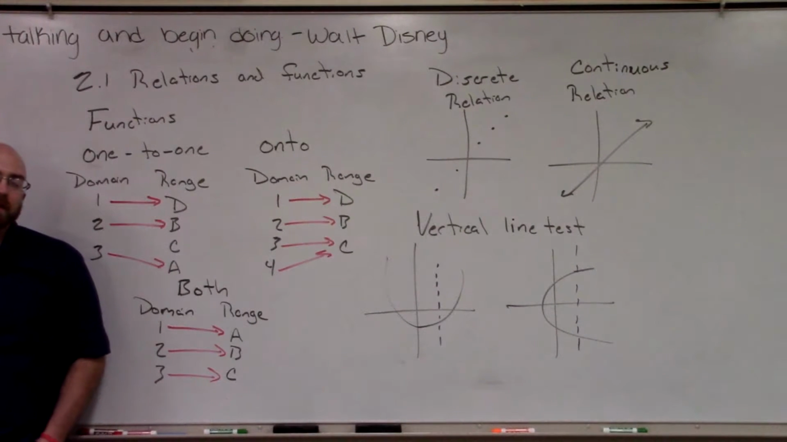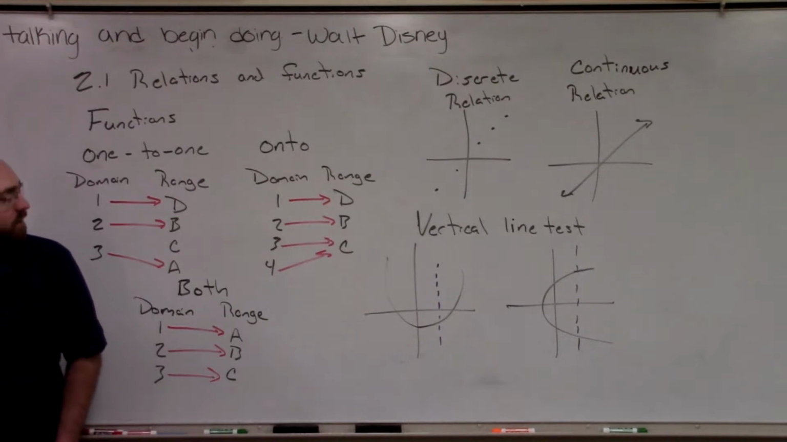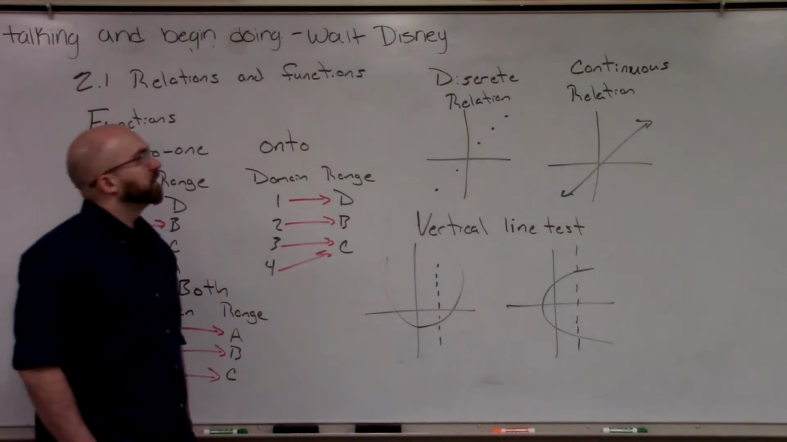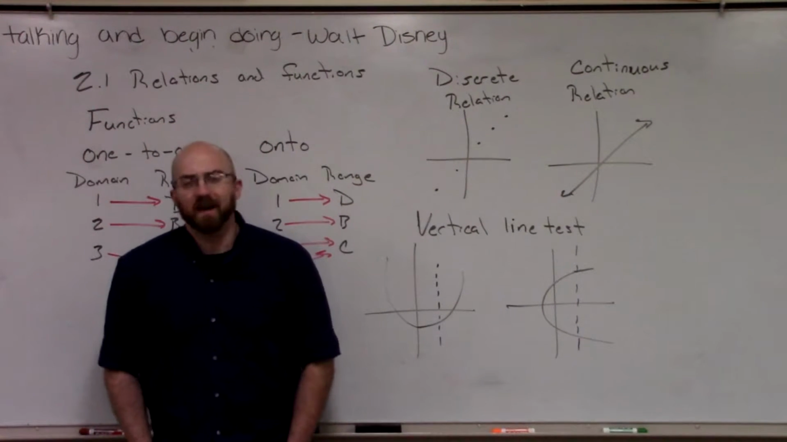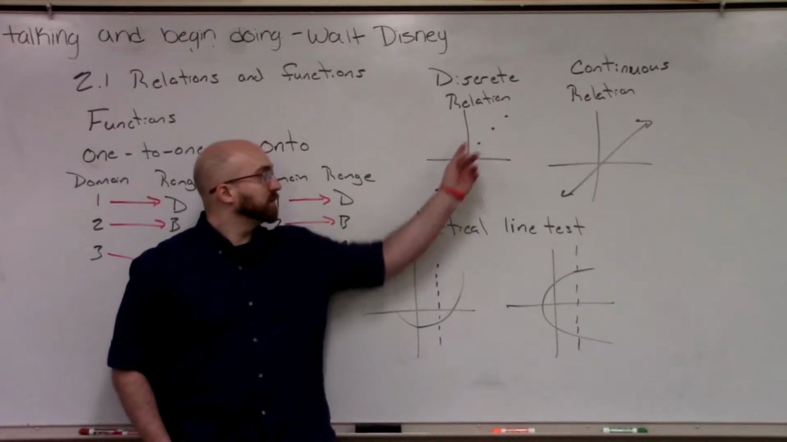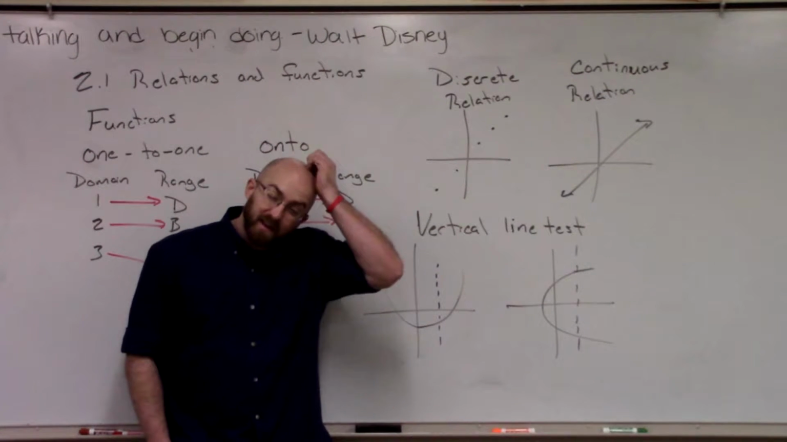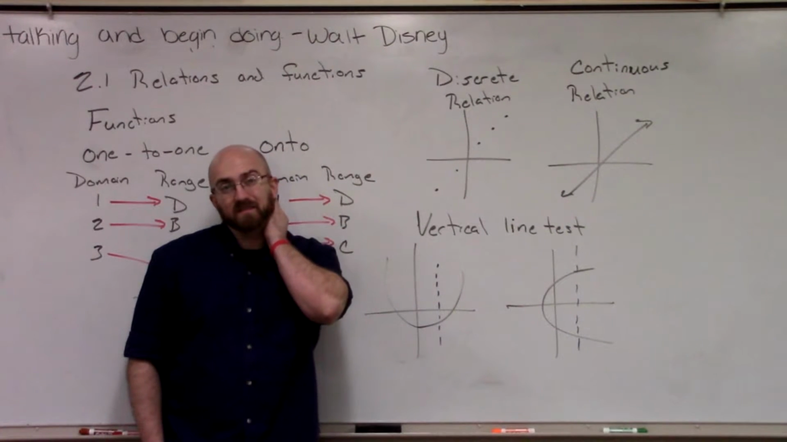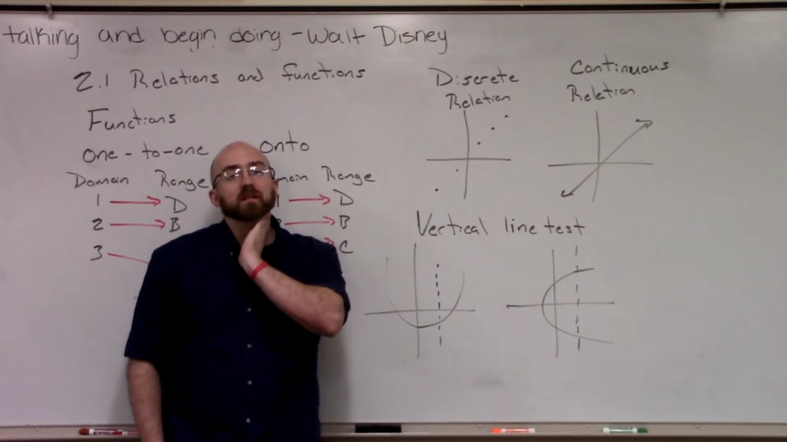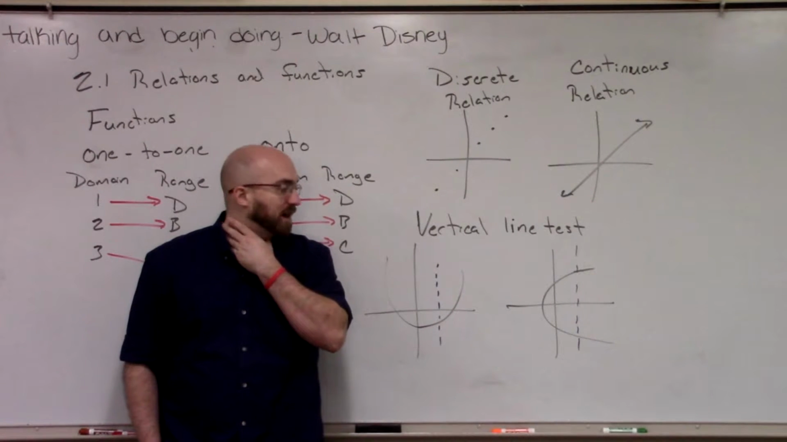That one's pretty unique. Usually this is the case that you find with most functions. One of the other concepts is a discrete relation and a continuous relation. Discrete relation means there's gaps in between it. So we have gaps in between the dots; they're not connected. Continuous is like a line, so there's no gaps in it. That's the easiest way to remember. There's no gaps in continuous. In discrete, there are gaps.